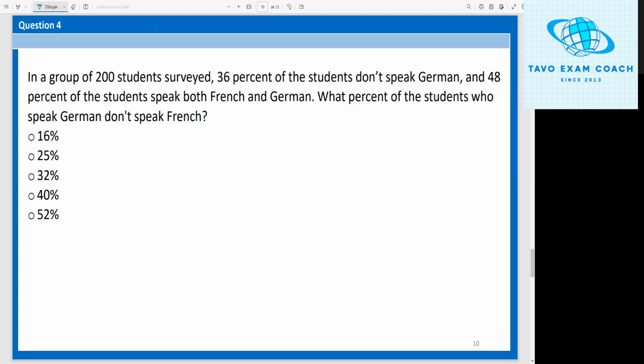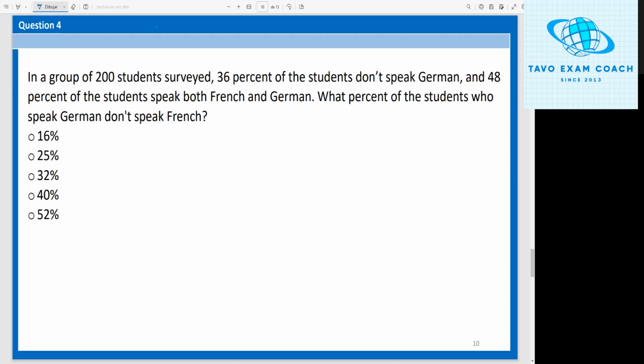In a group of 200 students surveyed, 36% of the students don't speak German and 48% of the students speak both French and German. What percent of the students who speak German don't speak French? Well, clearly, in this group of students, there are two intersecting characteristics: speaking German and speaking French.